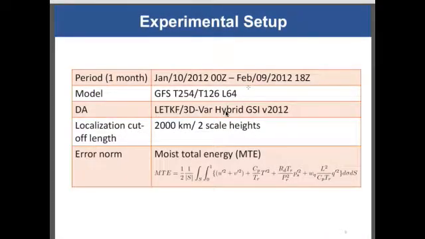So for the experimental setup, I ran a 1 month experiment using GFS T254 for the deterministic forecast and T126 for the ensemble forecast. For the data assimilation system, we use LETKF 3D-Var hybrid GSI with an older version, 2012. And the localization cutoff length is 2,000 kilometers and two scale heights, and the error norm we're using is the moist total energy. So it includes kinetic energy, internal energy, potential energy, and latent heat.